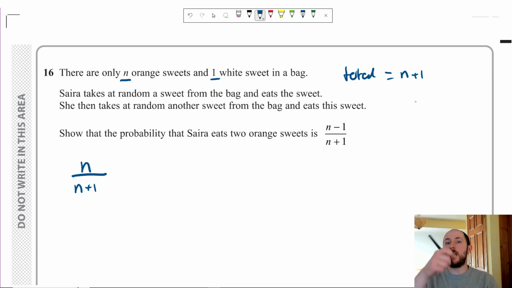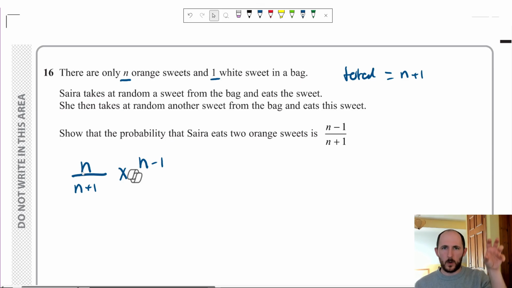Then she takes another orange sweet, so that's and, so we're going to do times. Well, how many orange sweets are left? Well, there's n minus 1, right? Because let's say n was 5. If you eat 1 sweet, there's 4 left. If there was 10 orange sweets, you eat 1, there's 9 left. So it's minus 1 of those left. Over n plus 1 minus 1, so over n.